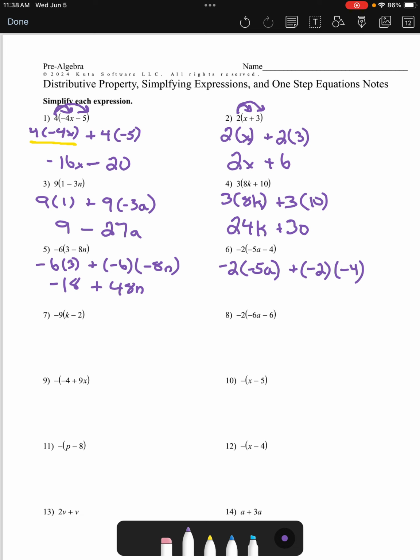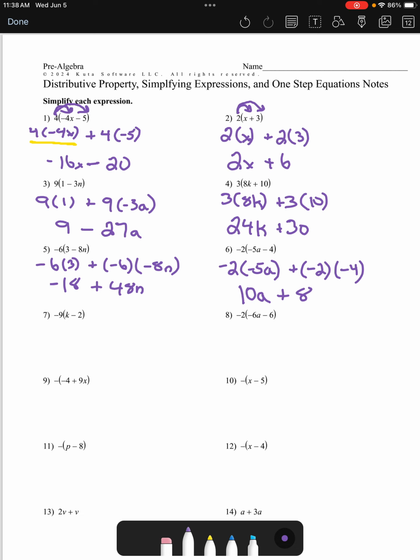Now our multiplication. Negative 2 times negative 5a. Double negative. So we're going to have a positive value. 2 times 5 is 10 with the a. For the second half, we have again a negative times a negative, which means we have a positive, and 2 times 4 is 8.